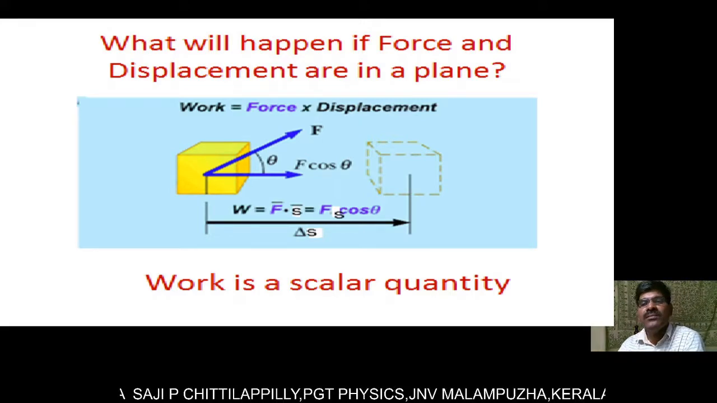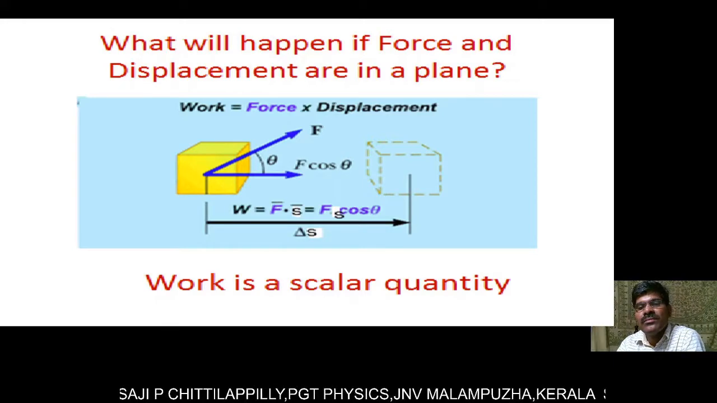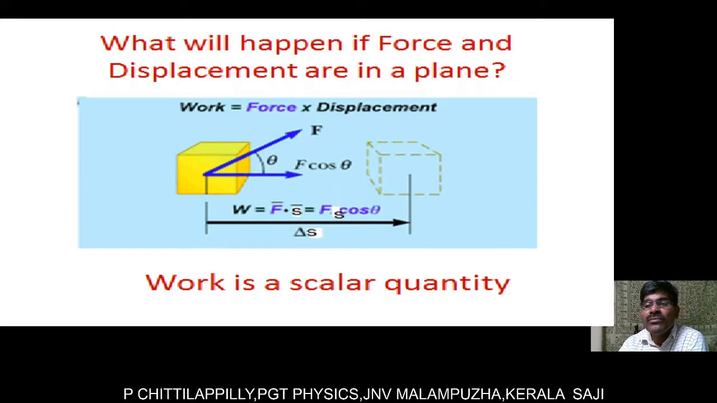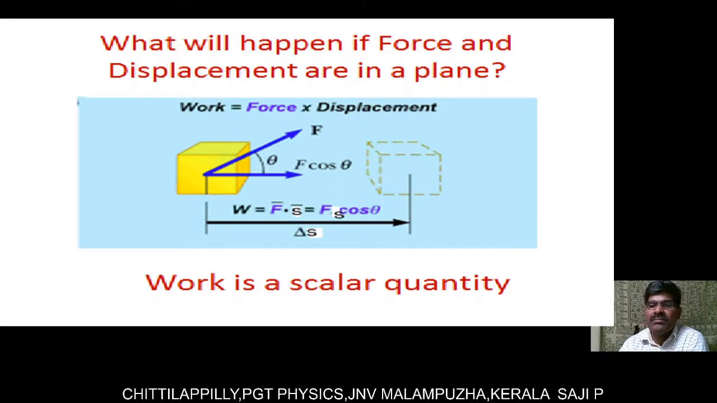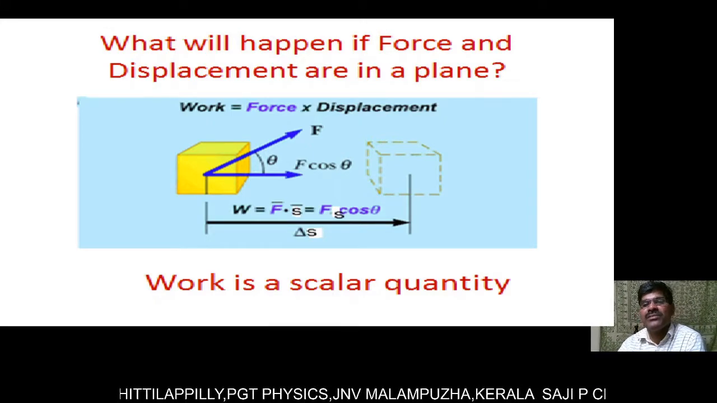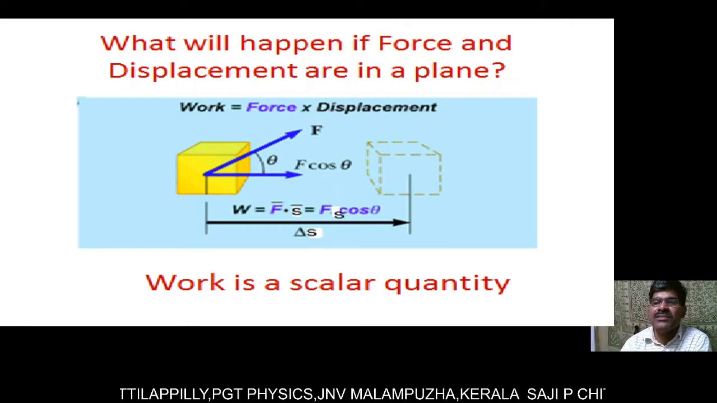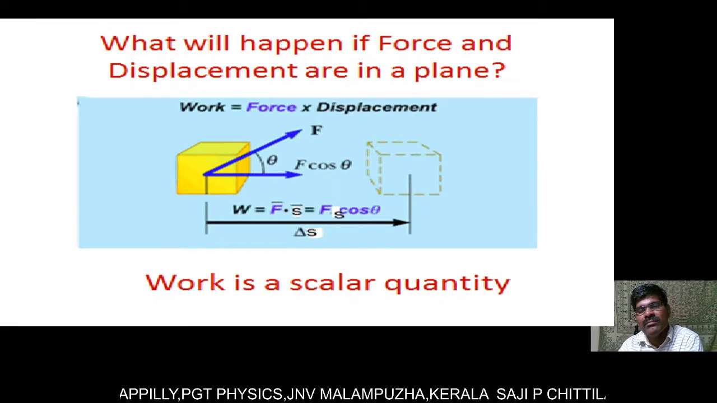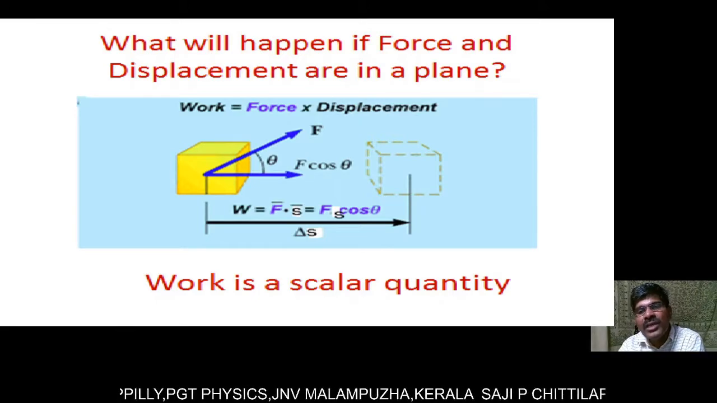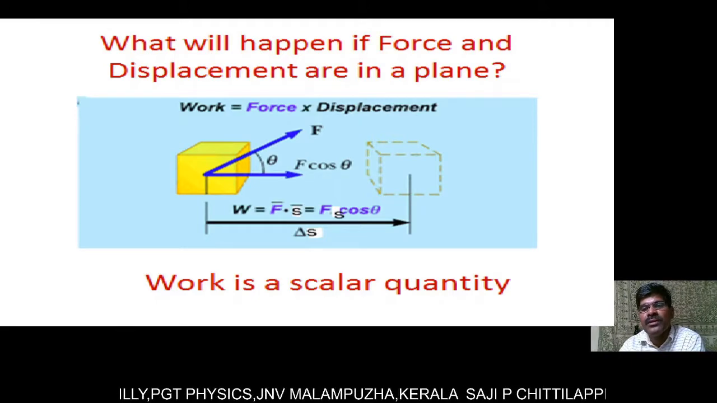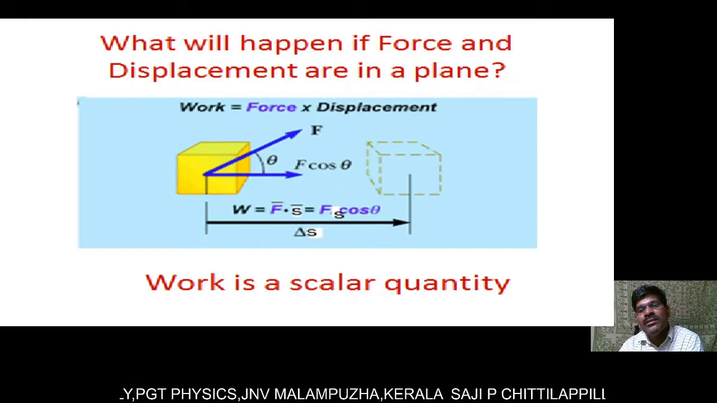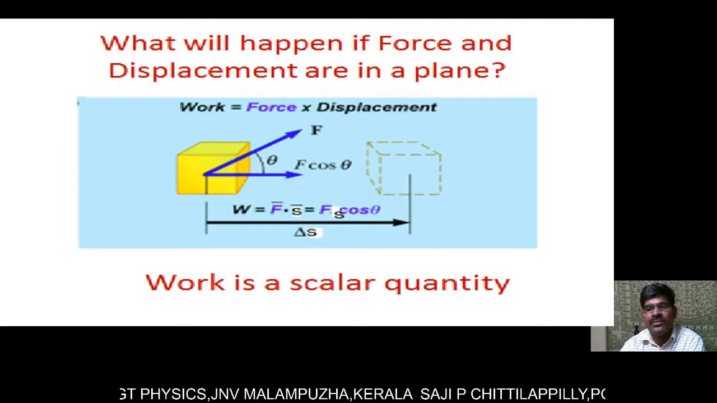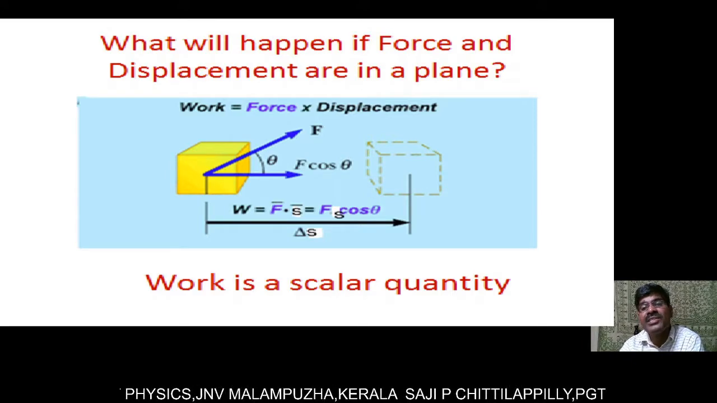But we studied Fs cos theta, it is a product of two vectors. It is a scalar product of two vectors. Otherwise, you can say dot product of two vectors, force and displacement. Therefore, we came to know that force and displacement, the scalar product gives work done. Work is a scalar physical quantity.